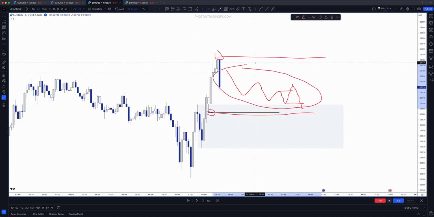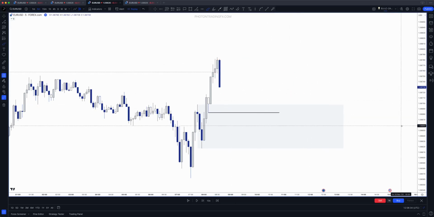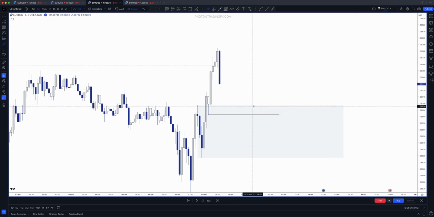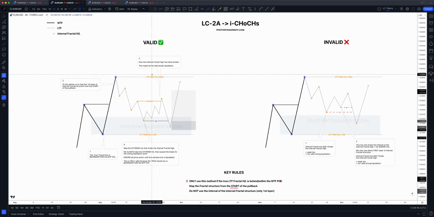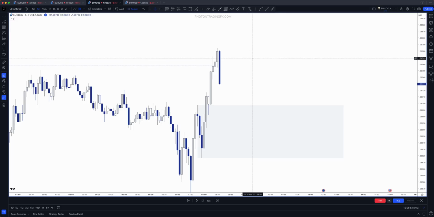This is all the internal, okay? So that is why we use internal fractal structure only in these scenarios, because otherwise you're going to have to sit on your hands. So I'm happy to use internal fractal structure only when the true low is within or behind the POI. So that's step one. This is why I'm even beginning to think about using the internal structure. Because the low is down here, I'm going to map the first layer of internal structure in the pullback. So let's see what happens.